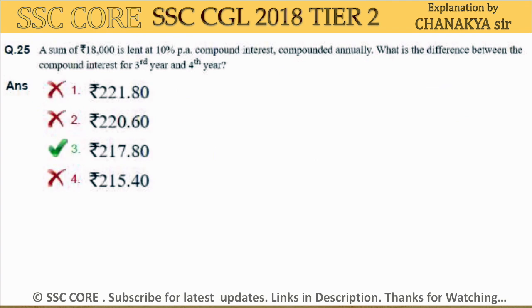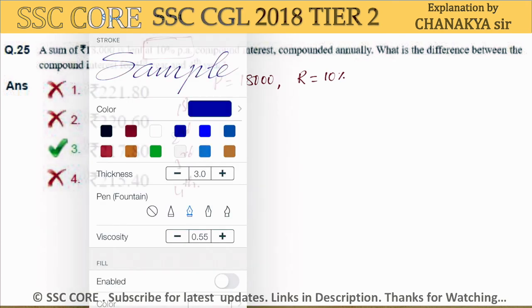A sum 18,000 rupees is lent at 10% compound interest, compounded annually. What is the difference between compound interest for third year and compound interest for fourth year? As the rate of interest is 10%, problem is very simple. P is equal to 18,000 rupees and it is lent at 10% for 4 years. For first year, for second year, for third year, for fourth year. Without using any formula, use only concept.